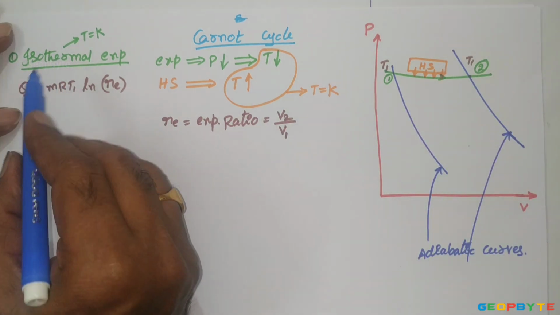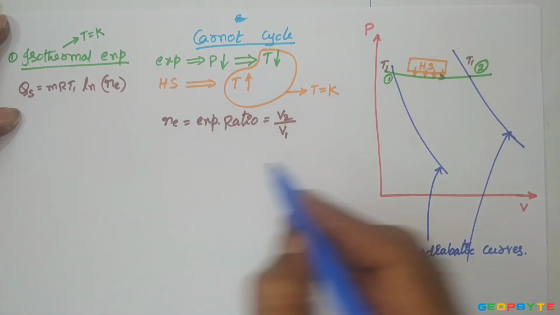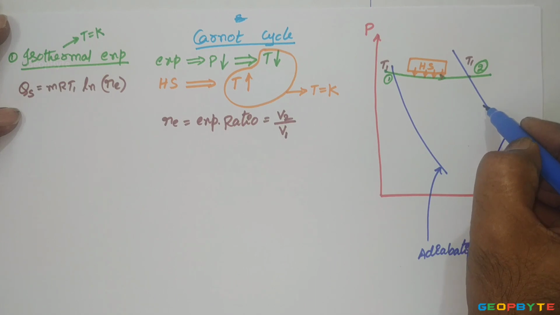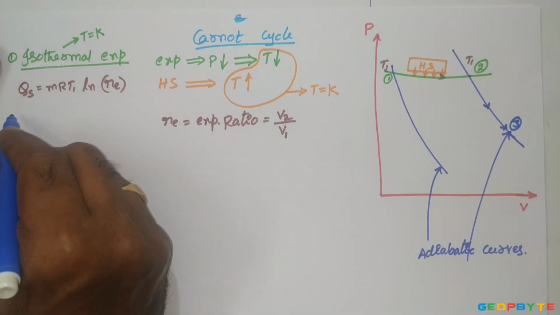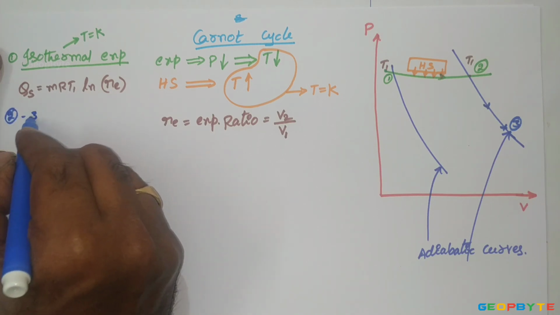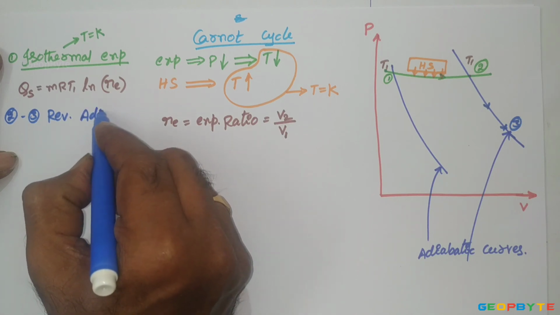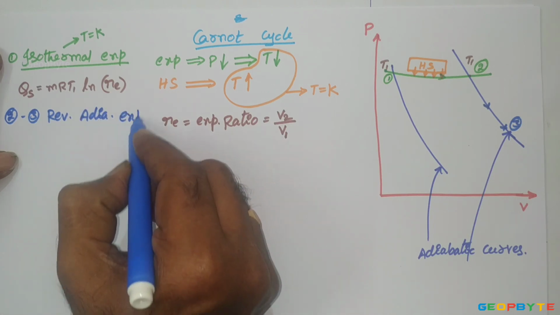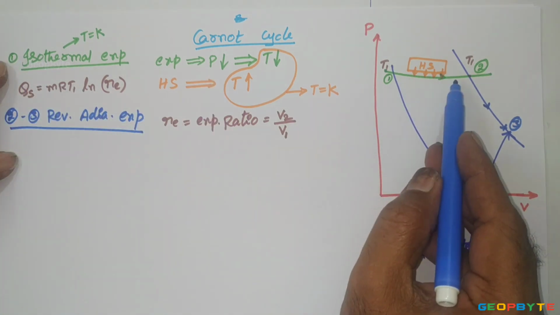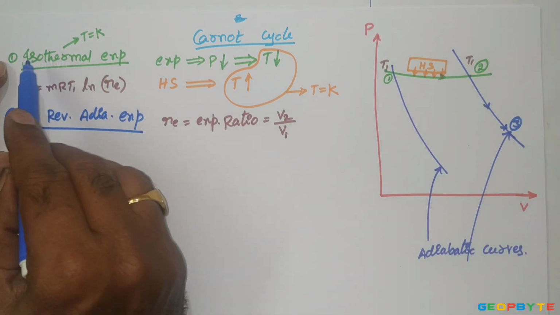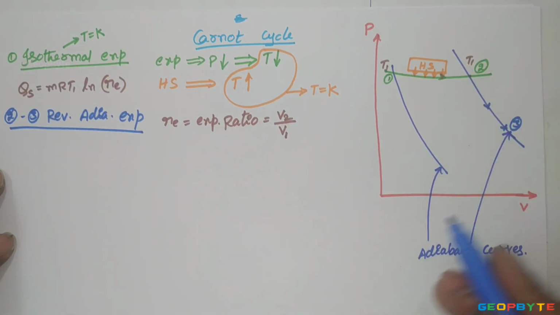The first process, 1 to 2, is isothermal expansion, followed by 2 to 3 reversible adiabatic expansion.